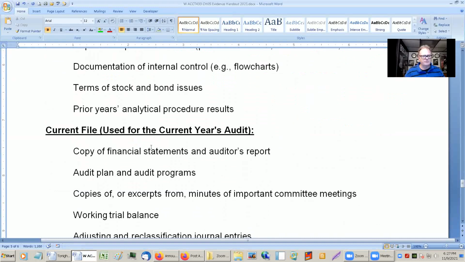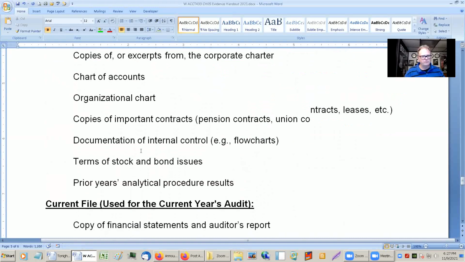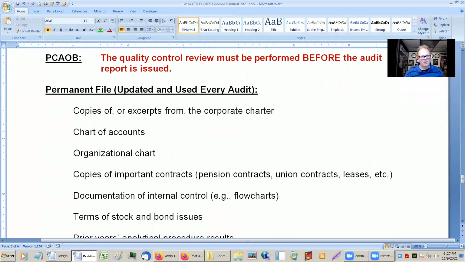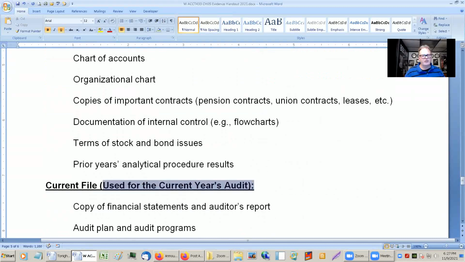Okay. I don't know how important this stuff is to memorize. There's a permanent file and a current year audit file.